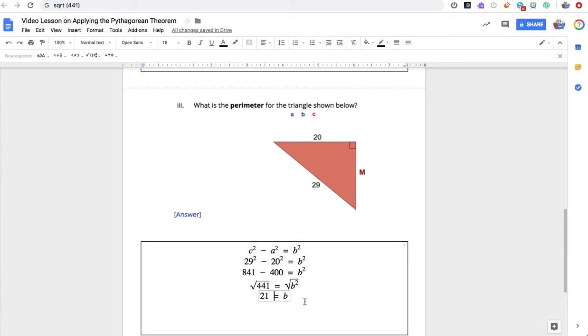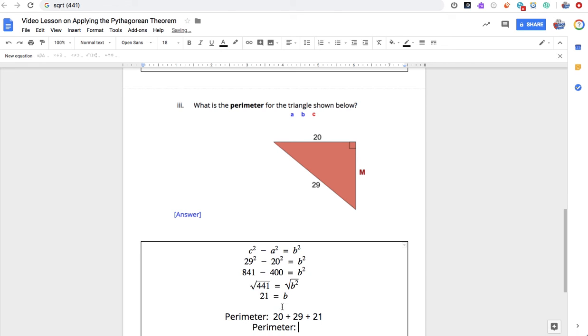If I know that side m is 21, and I know that perimeter is the three side lengths of the triangle added up, I'm going to do 20 plus 29 plus 21. The three 20s added together, 20 times 3, gives me 60. Plus 9 plus 1, and when I add the 9 and 1, that gives me 10, or bumps up the perimeter to 70 units for the perimeter of the maroon triangle.